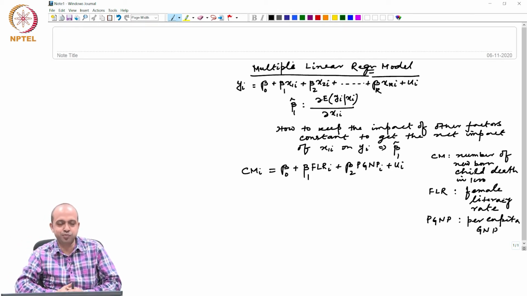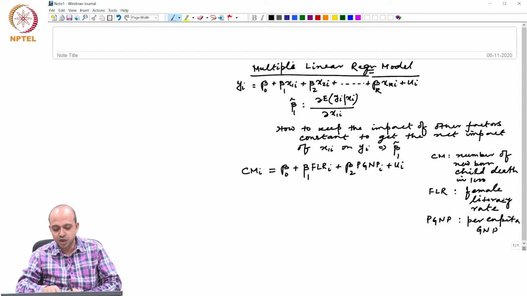Then per capita GNP at the state level is some kind of indicator of per capita income. We believe that as income increases, the female literacy rate will also increase, because female literacy rate has some connection with the state's income. Also, the higher the state's per capita income, we believe the standard of living of that state would become higher, and at a higher level of income mothers will be able to take proper care in terms of food, medicine, and so on during pregnancy or after delivery.